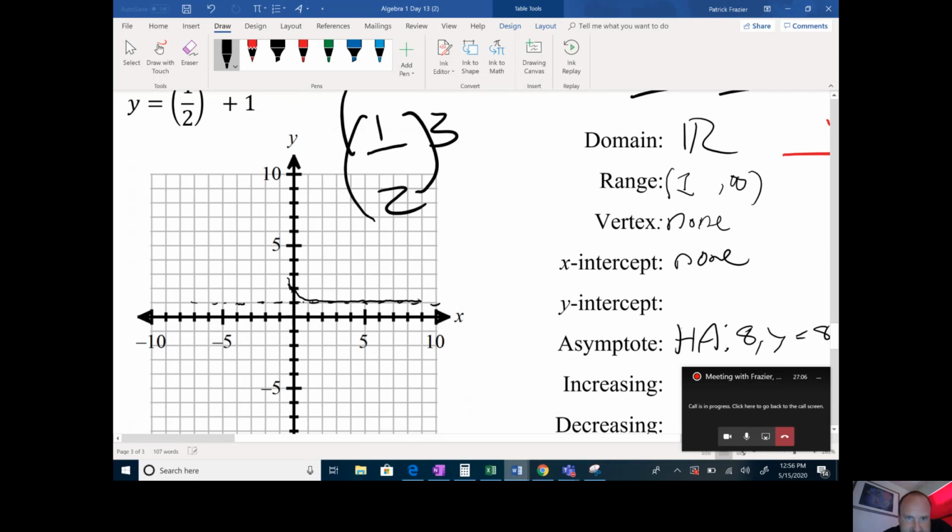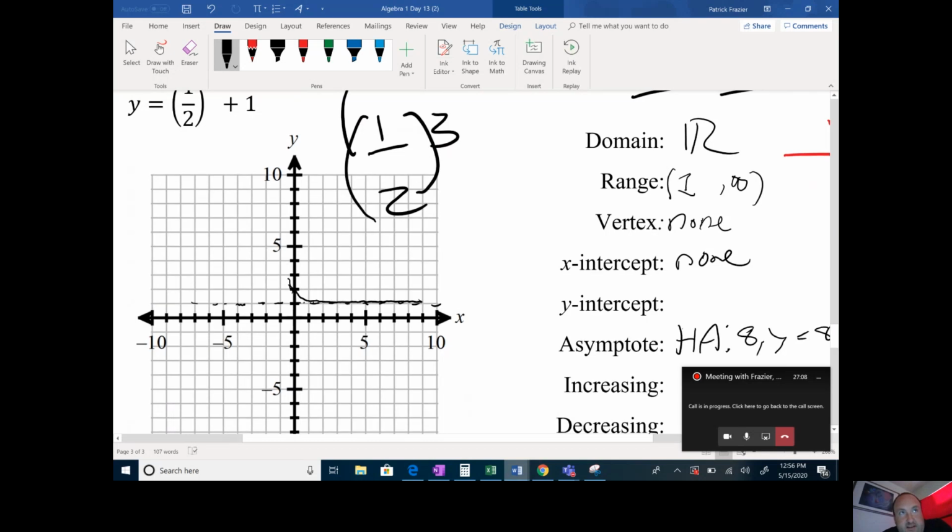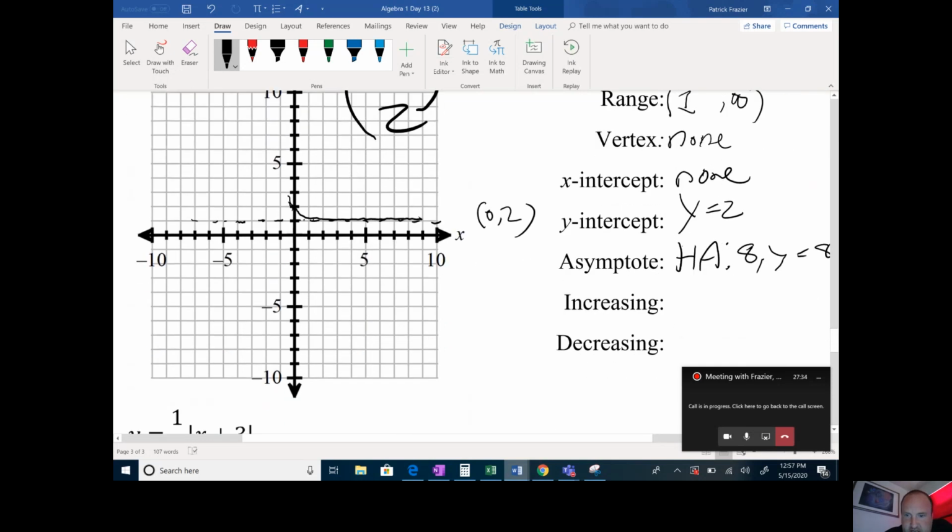Y-intercept, well, it crosses it, as we were stating, anything to the 0 power equals 1, and 1/2 to the 0 power was 1, but it's 1/2 to the 0 power plus 1, so it's 1 plus 1 equals 2. So the y-intercept is at y equals 2. It's also the ordered pair (0, 2), but y equals 2 is sufficient.